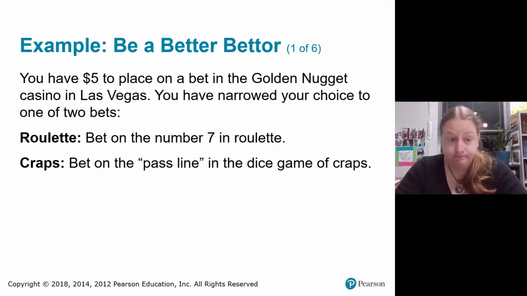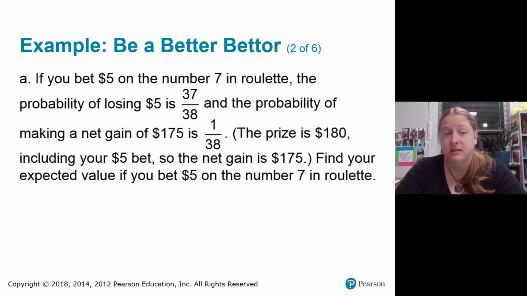All right. So let's figure out what our expected payout is if we take each of these bets to figure out how to bet our $5. So if we bet $5 on the number 7 in roulette, the probability of losing $5 is 37 out of 38. There are 38 numbers on the roulette wheel, 37 of them are not the number 7. And the probability of making a net gain of $175, they would give you $180, but 5 of that would be your $5 back, is 1 out of 38 because there's 1 7 out of the 38 numbers on the roulette wheel. So we want to find the expected value if we place the bet on the number 7 in roulette.